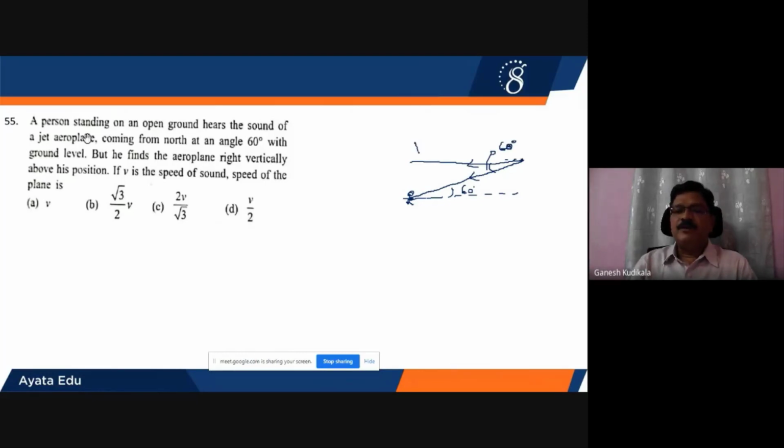Then the velocity of the aeroplane will be equal to the component of the velocity of sound, because it appears to be almost above the person. By the time the sound is reaching here, the aeroplane has reached over here. So the velocity of the plane will be the velocity of sound into the cos component, cos 60. Because the velocity of sound is coming like this, its component will be equal to the velocity of the aeroplane. So Vp will be equal to V into cos 60. Cos 60 is 1 by 2. Therefore, Vp will be V by 2. Okay. Thank you, children.